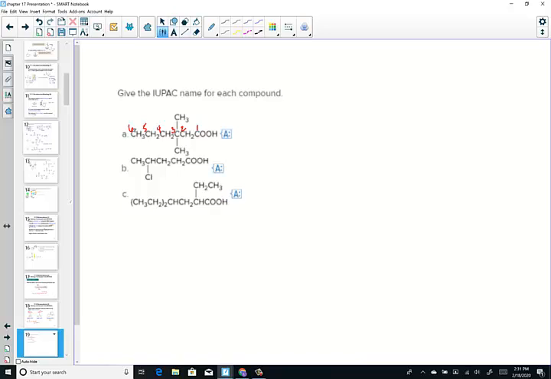Letter A, I find a 6 carbon chain, so I know that the root word will be hexanoic acid. I see methyl groups at carbon 3, so I would have 3,3-dimethyl hexanoic acid, all one word. Next, carbon number 1, 2, 3, 4, 5. Carbon 1 is always the carboxylic acid, so my parent name is pentanoic acid.